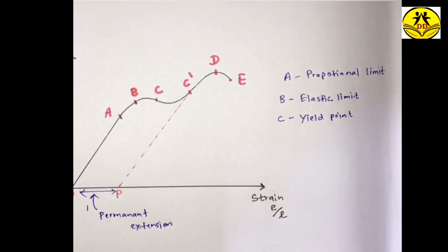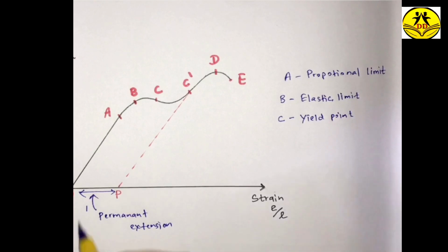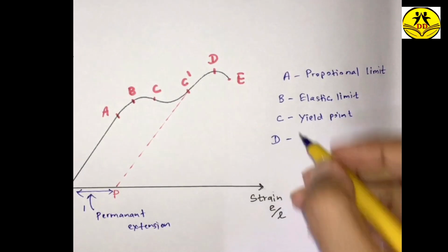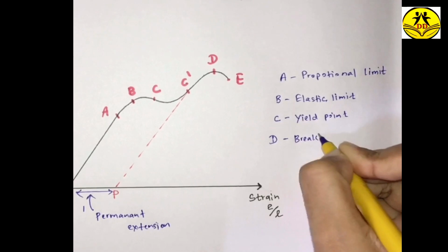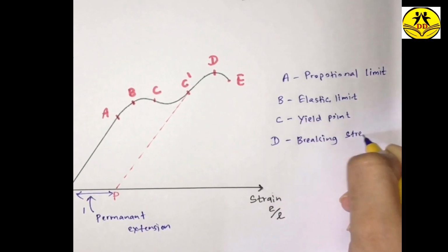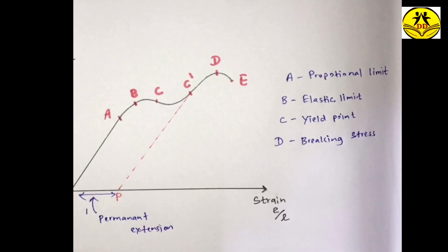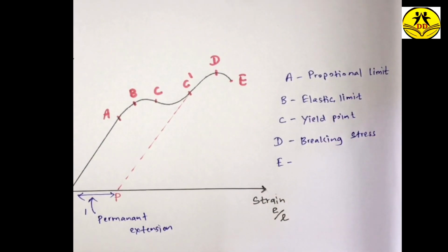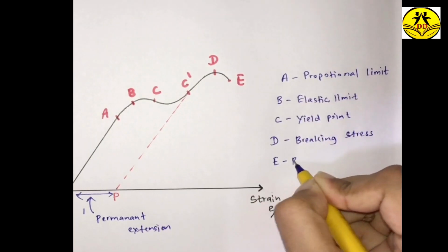So beyond the yield point, when the force is removed, it will not come back to its original position along the graph path. It will follow the dotted line and will show a permanent extension. And when the force is increased even more, it will come to the point D. Point D is the breaking stress. That is the maximum point of the curve. And when the force further increases, it comes to the point E, and that is the breaking point.